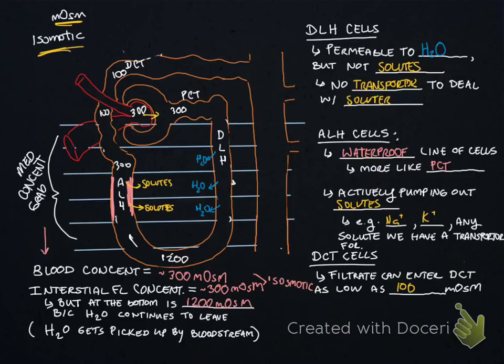There are hormones that will allow you to continue to reabsorb water at the distal convoluted tubule and in the collecting duct that will actually concentrate the pee. We'll talk about those later.